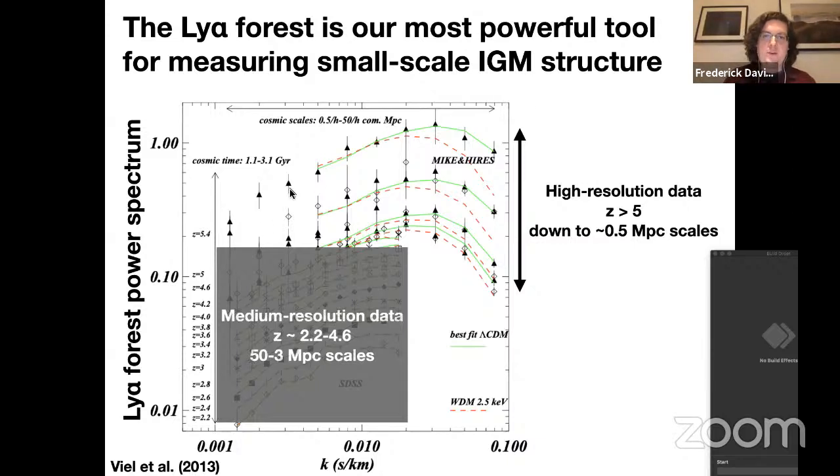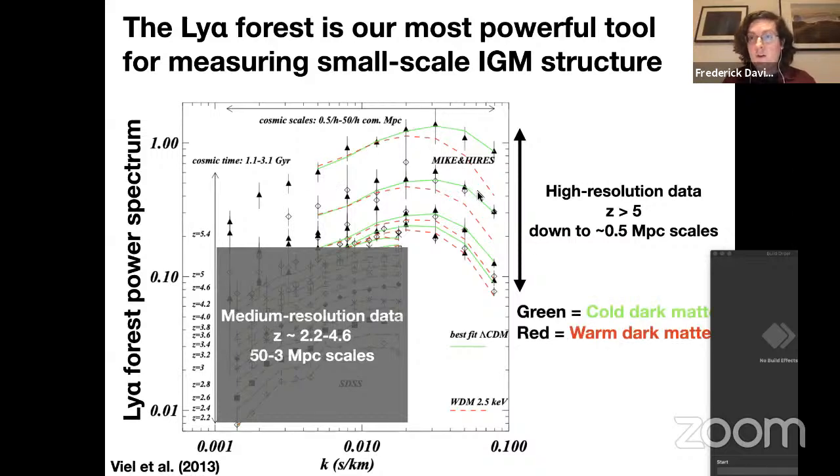And you can see that there's this characteristic turnover in this power spectrum. This turnover is a lot stronger if you have warm dark matter. These dashed lines here are showing the suppression of small scale structure due to, I believe, 2.5 keV warm dark matter. You'll notice though that the green models are turning over too, and there's a very good reason for this. Also, I should mention there's been a lot more recent literature, but this was the best figure I could find.